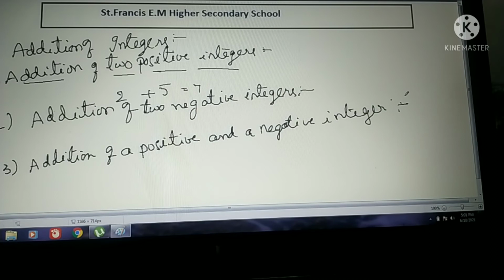Good morning, students. Today I will teach you addition of integers, subtraction of integers, and successor and predecessor of an integer, and some properties of addition of integers. Okay, so first we will see addition of integers. Here we have three parts: addition of two positive integers, addition of two negative integers, and addition of a positive and a negative integer.